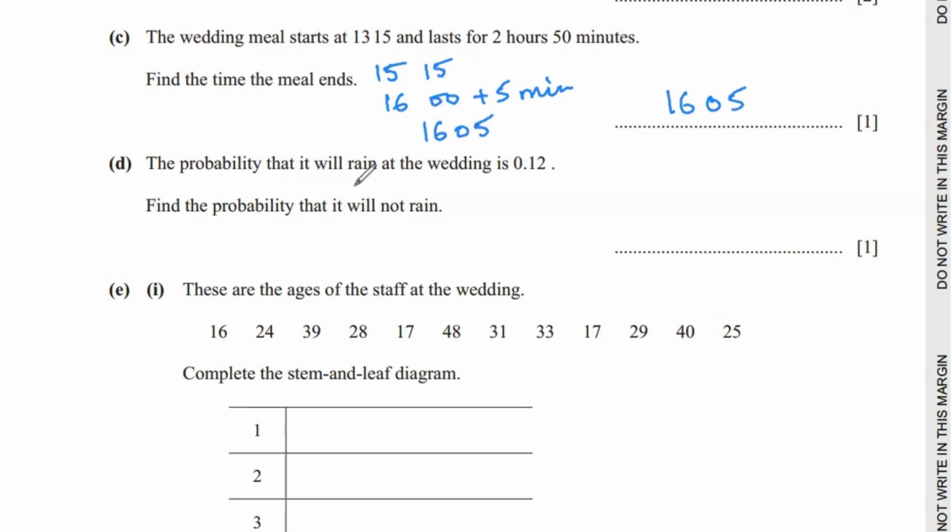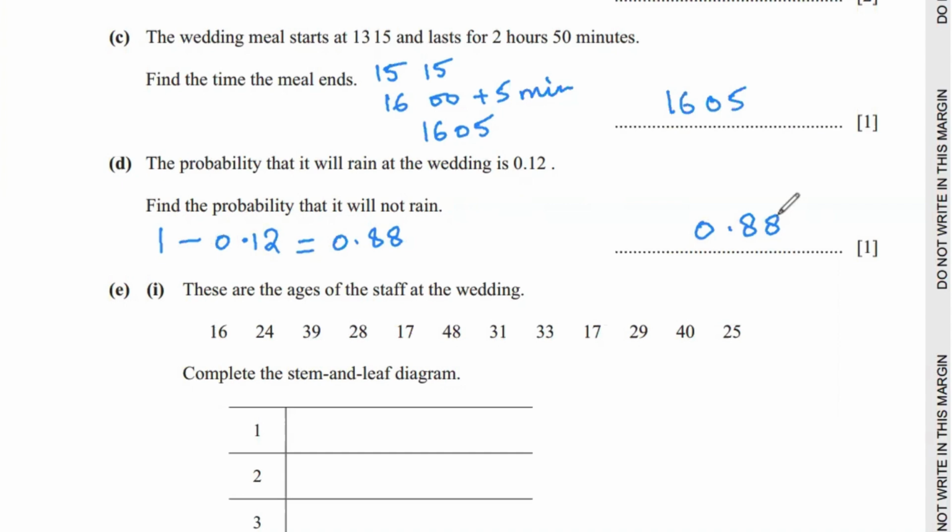Then it says the probability it will rain at the wedding is 0.12. Find the probability that it will not rain. So for this, we subtract 0.12 from 1, which gives us 0.88. Now, the reason why I'm subtracting this from 1 is because the probability of anything happening on that day, like all of the probabilities, adds up to 1.